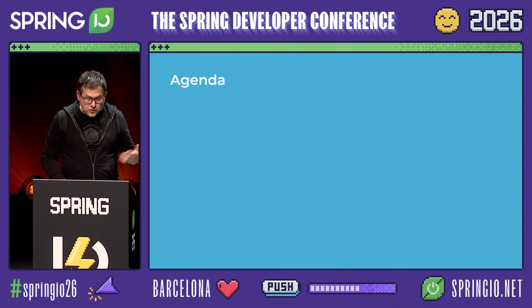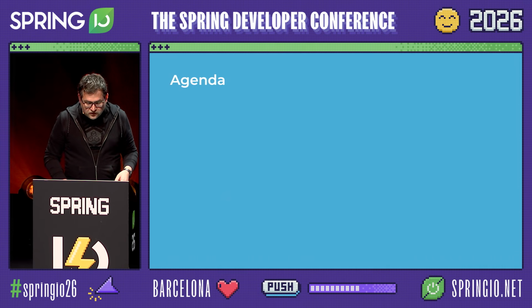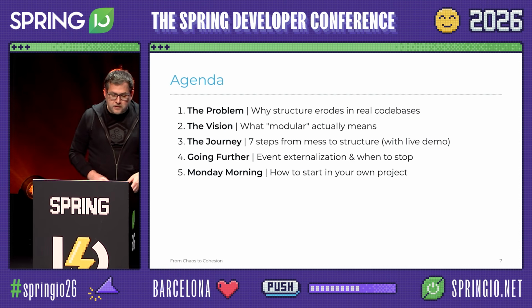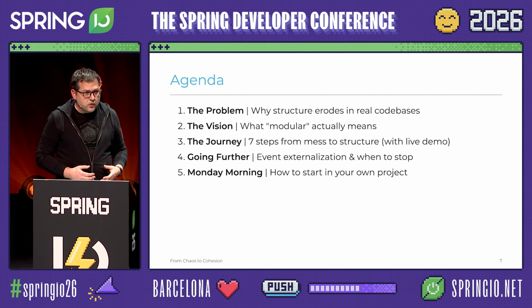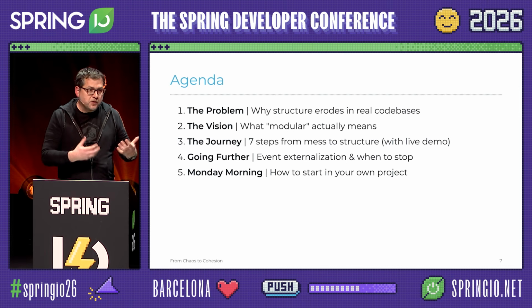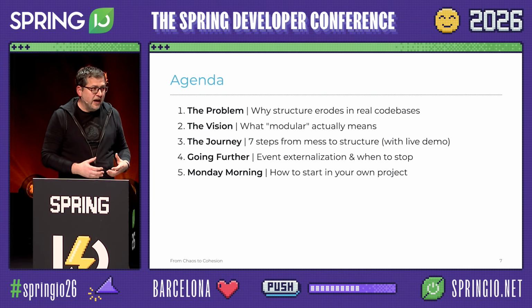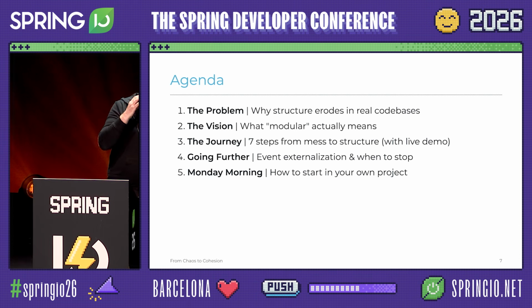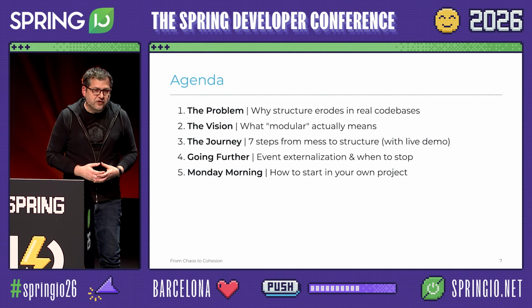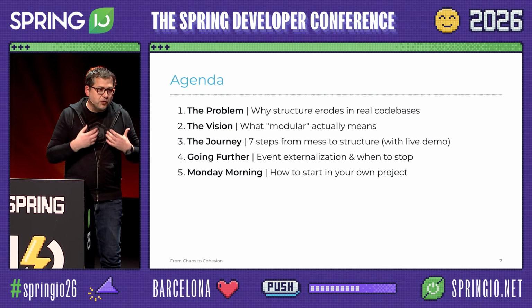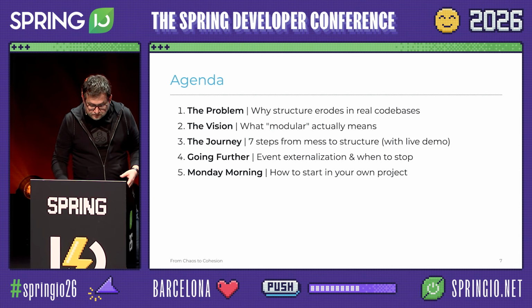So I want to go with you through the next 45 minutes through those topics. I have structured my talk in basically 5 sections. We'll have a look at the problems at the beginning, why a code base is going to erode. Then we talk about the vision, what we actually want to have. Then we go on a journey through 7 steps, how you could put more structure in your application. Then we talk about the next steps, what you could do afterwards if you have built a modular monolith. And in the end, the idea is to take some takeaways, what you could do Monday morning when you're back at work, how to use these things in your application, right?